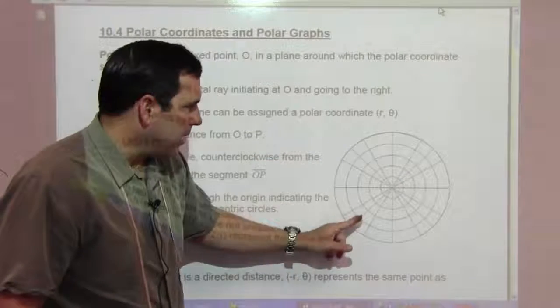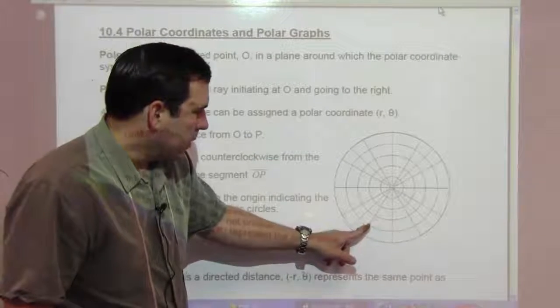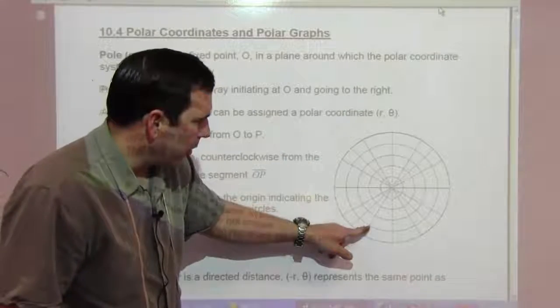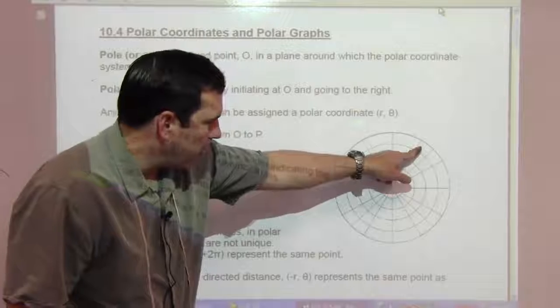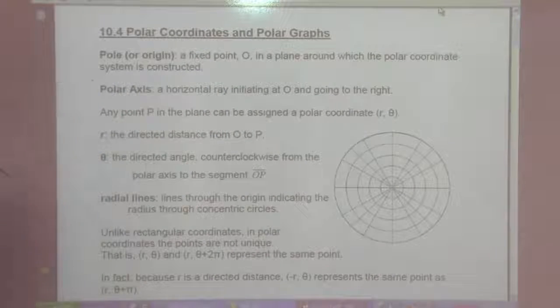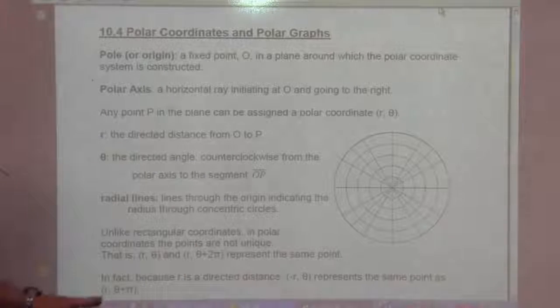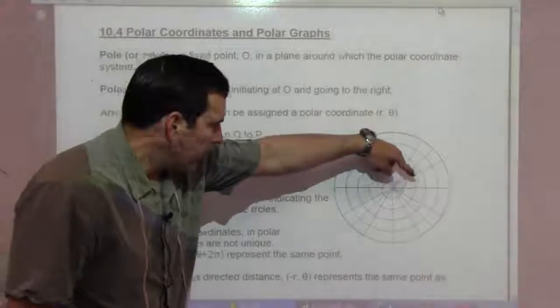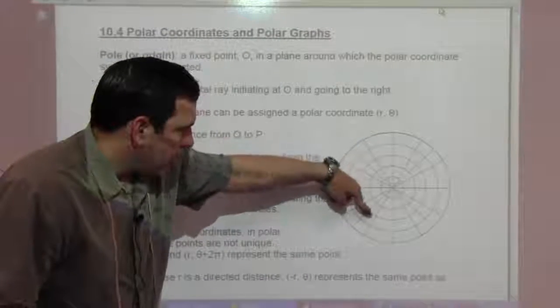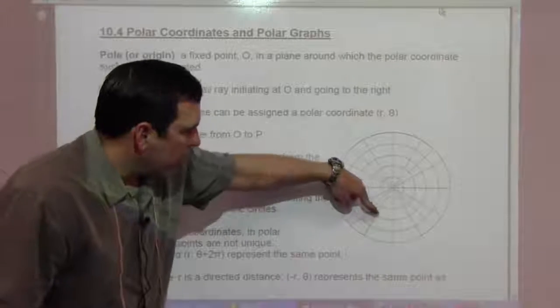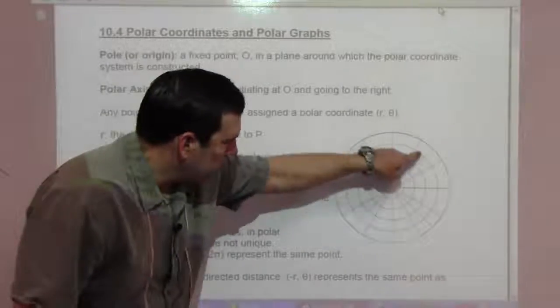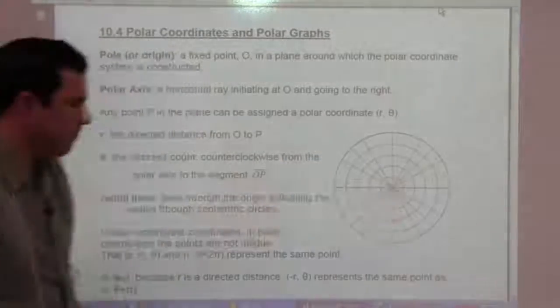Or you could say it's negative 3. So negative 3, come up with this angle here, which is 4 pi over 3. So negative 3 puts it back that way, at 4 pi over 3. In fact, because r is a directed distance, (negative r, theta) represents the same point as (r, theta plus pi). That's what I was describing here. So if you have (negative 3, 4 pi over 3), it's going to put you there, just like (3, 4 pi over 3 plus pi) puts you back there, here.